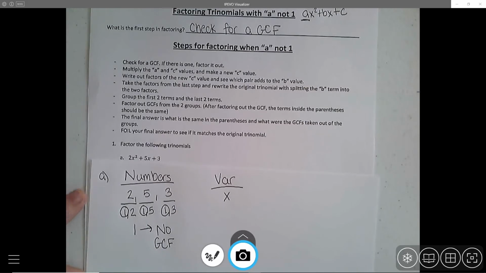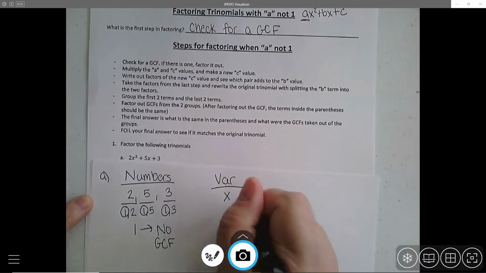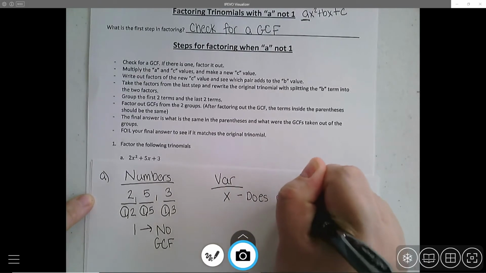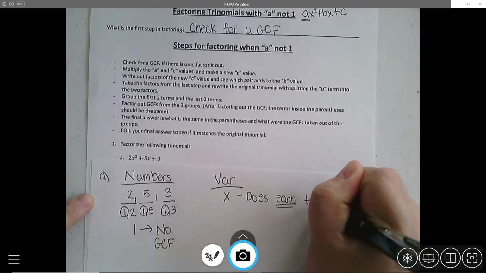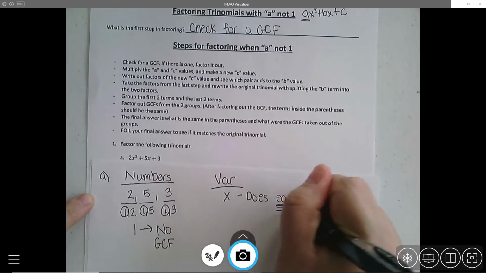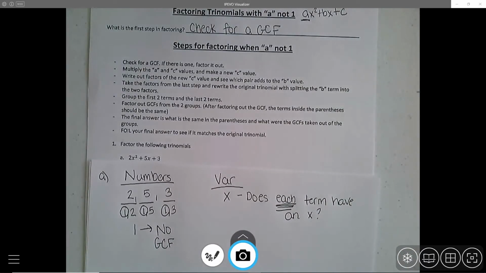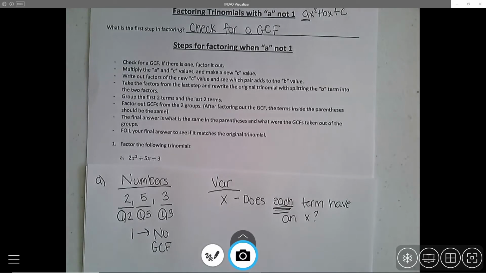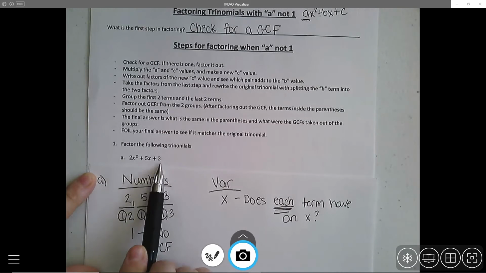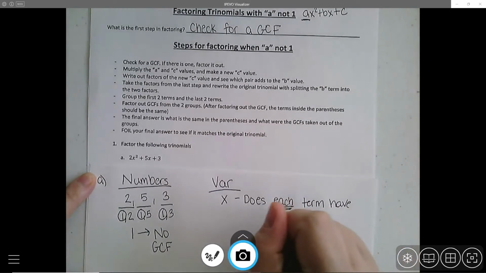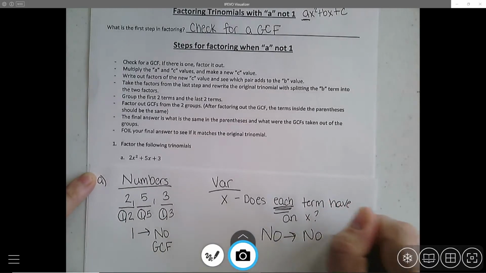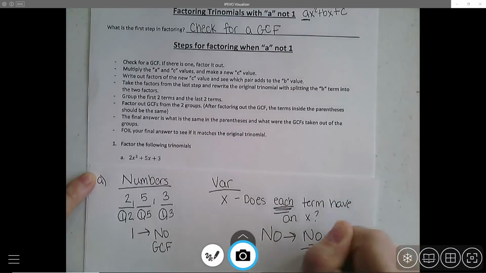Now for the variables, I see x. Remember, the question we're going to ask is, does each term have an x? Each is the key word. Sometimes I say every, each, they mean the same thing. My 2x squared has an x, my 5x has an x, but not my 3. Since my answer is no, there is no GCF for my variable.